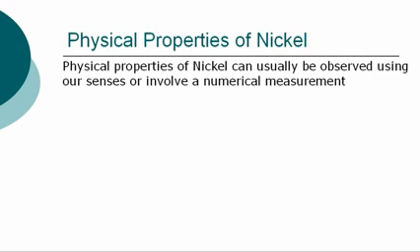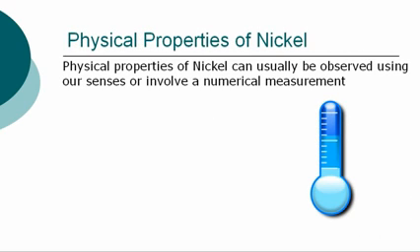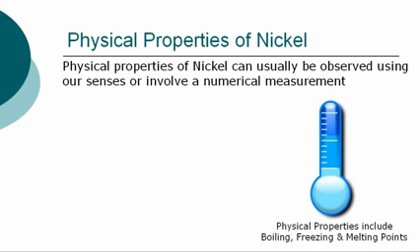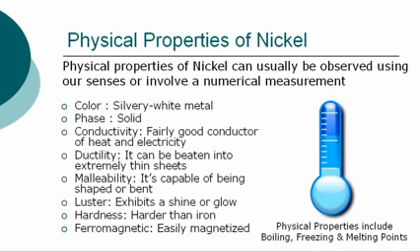The more specific physical properties of nickel can usually be observed using our senses or involve a numerical measurement, such as determining its boiling, freezing, and melting points. The physical properties of nickel are: it is a silvery white metal, which is a fairly good conductor of heat and electricity. It can be beaten into extremely thin sheets and shaped or bent. Nickel exhibits a shine or glow and is harder than iron. It is ferromagnetic, which means that nickel is easily magnetized.